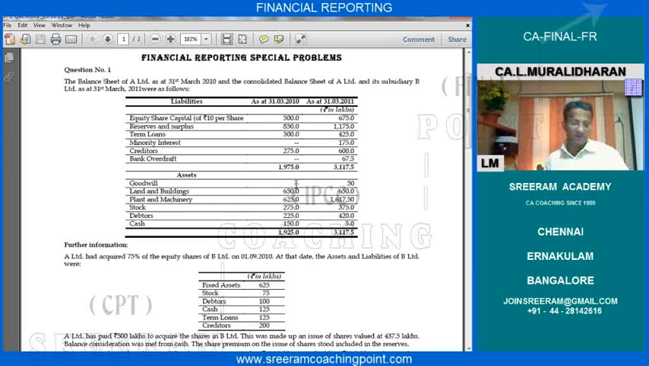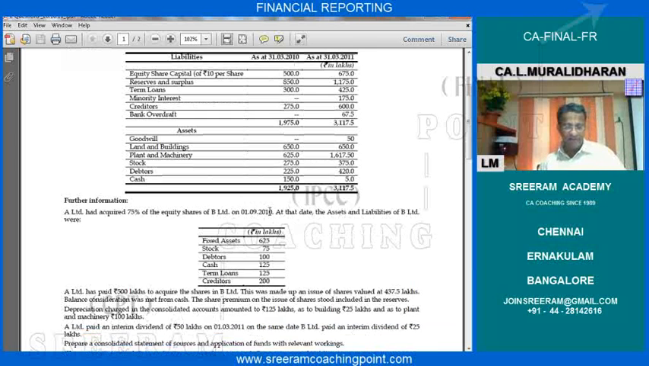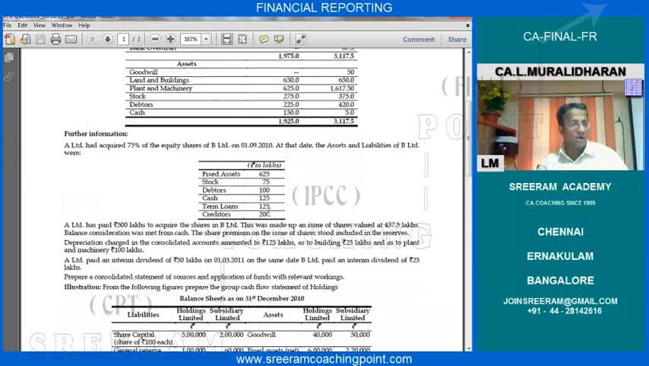I think it was the very first question in the final. The balance sheet of A Limited as on 31st of March 2010 and the consolidated balance sheet of A and its subsidiary B on 31st of March 2011 are given below. They are given as on 31st of March 2010, a separate financial statement of A Limited, and by 31st of March 2011, consolidated financial statement. Rupees are given in lakhs. Further information: A had acquired 75% of equity shares of B Limited on 1/9/2010.